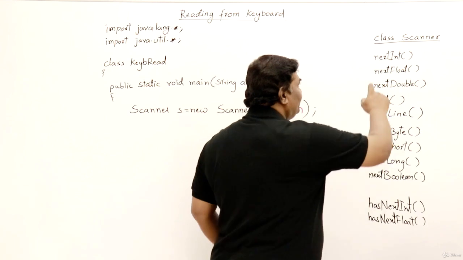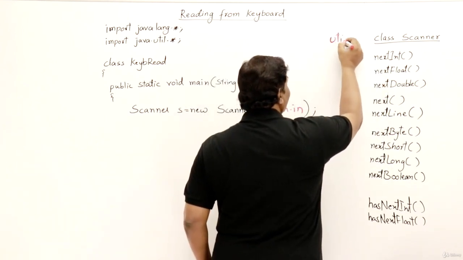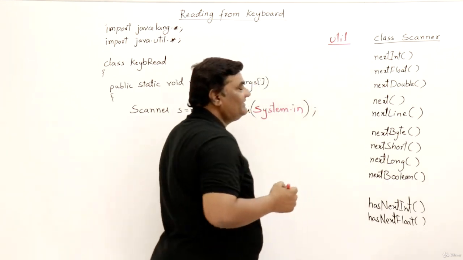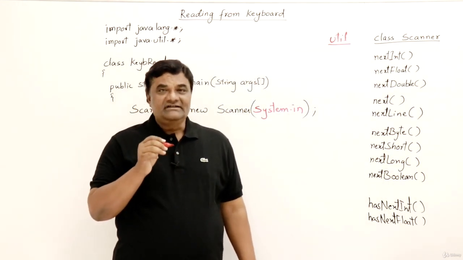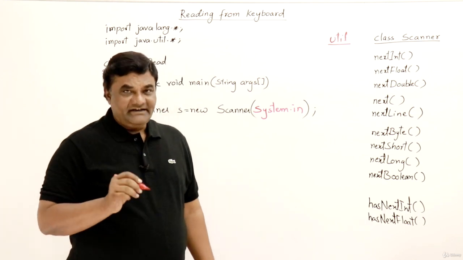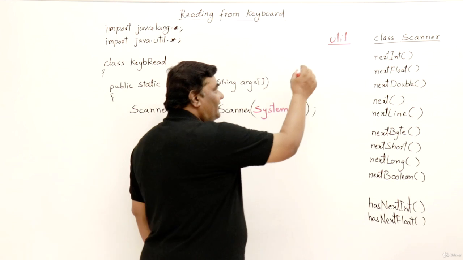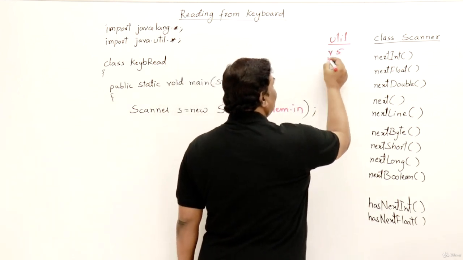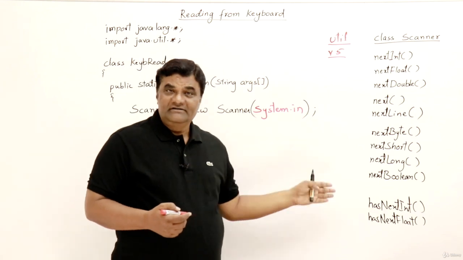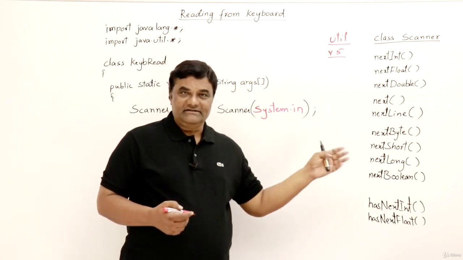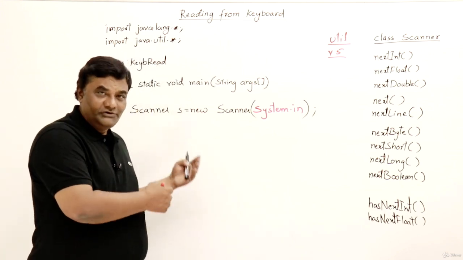This class is available in the util package. As I said earlier, there are built-in packages in Java and one of the packages is called util. So this class is present in the util package, or utility package, and it was provided from version 5 onwards. Here I have a list of methods present in the Scanner class. We will look at the methods afterwards. Let us first use it.